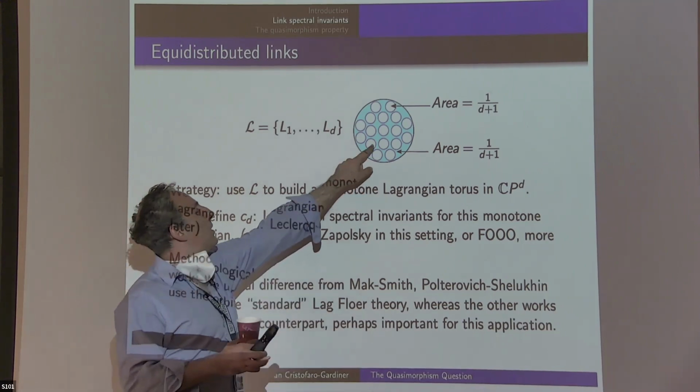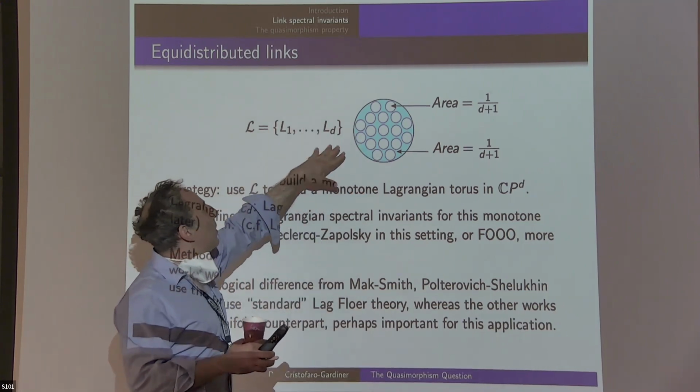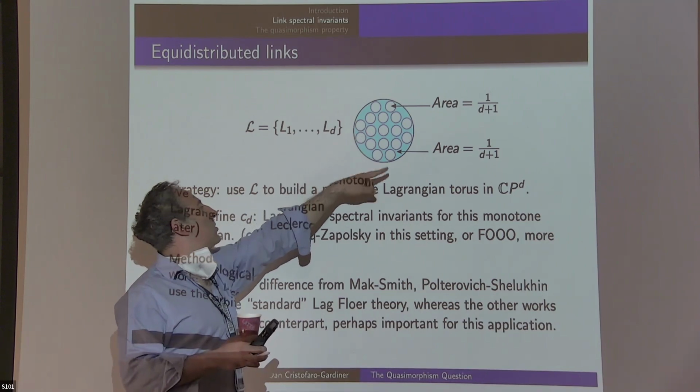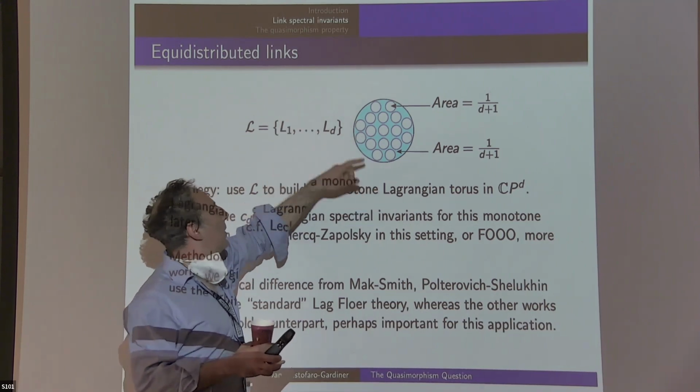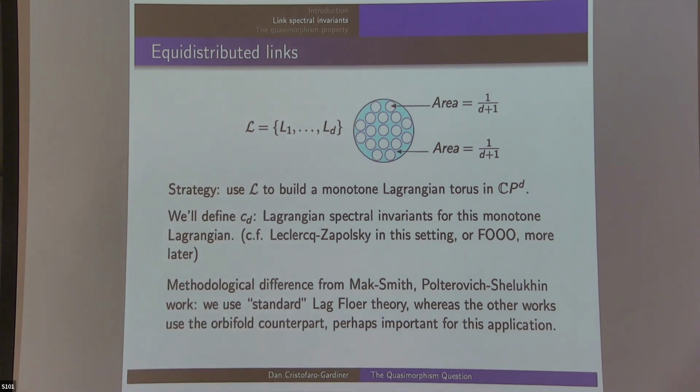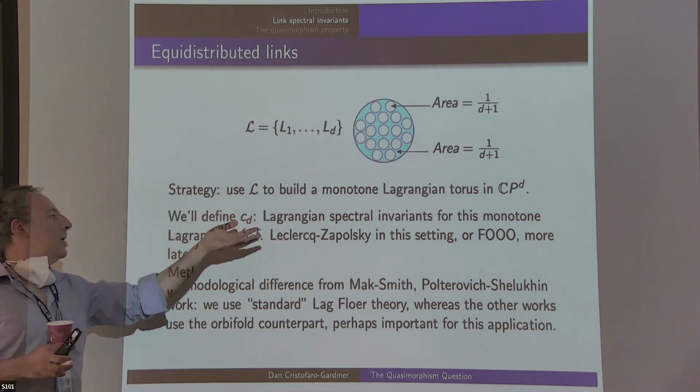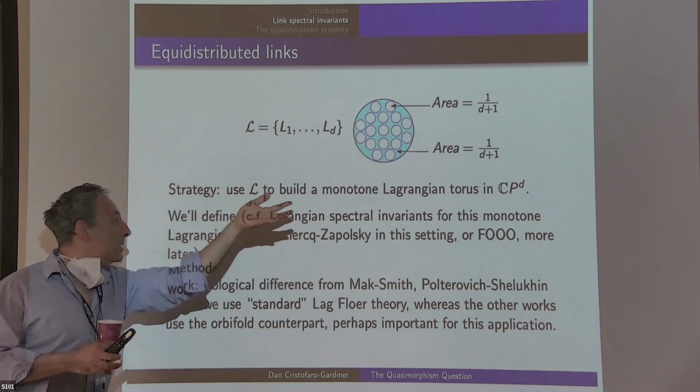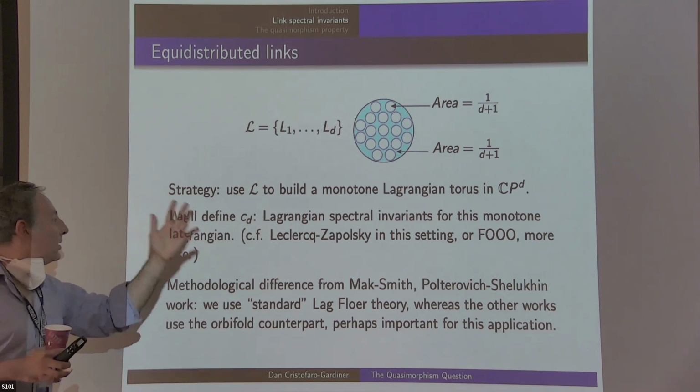The point is that there are D components of this link. The area of each circle is 1 over D plus 1, and the area of the complement is 1 over D plus 1 as well. So if I take some kind of link like this, then I claim I can build some Lagrangian torus in CPD, and it's actually going to be monotone.